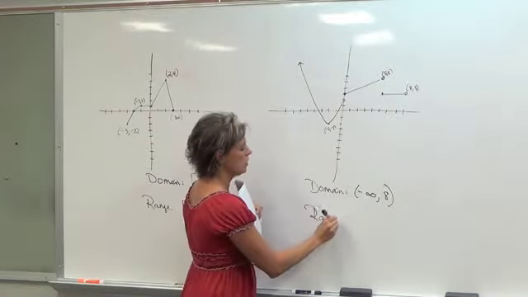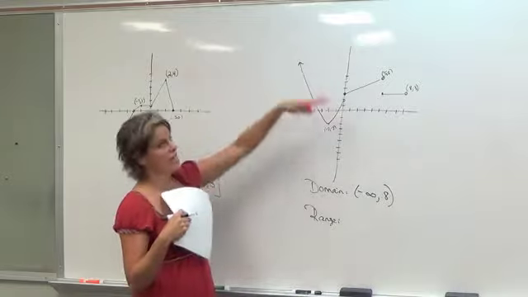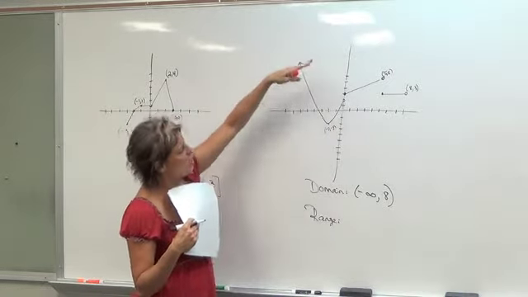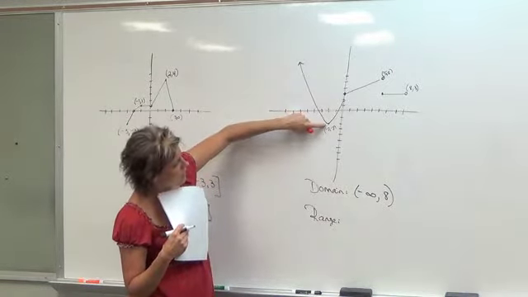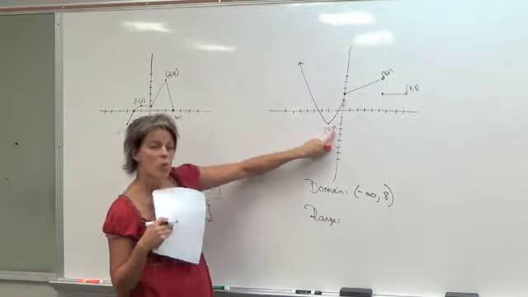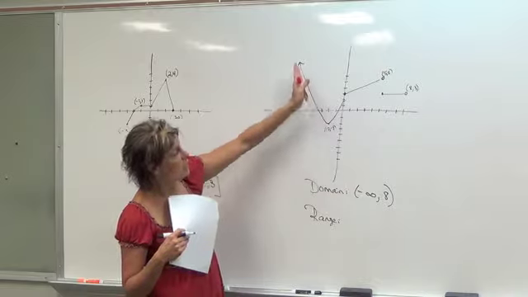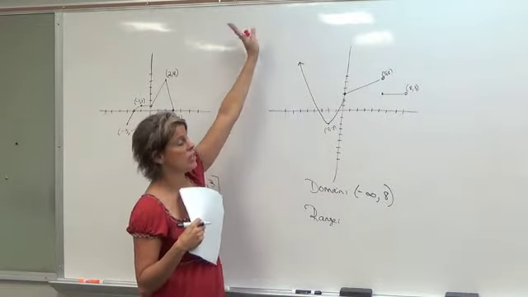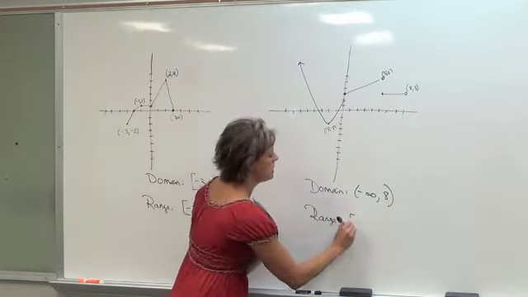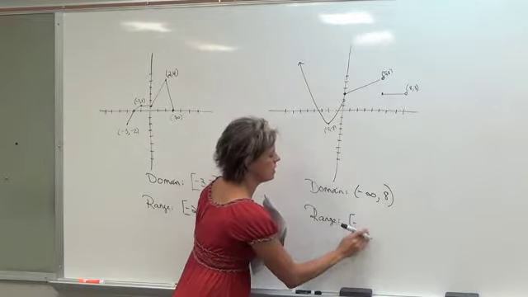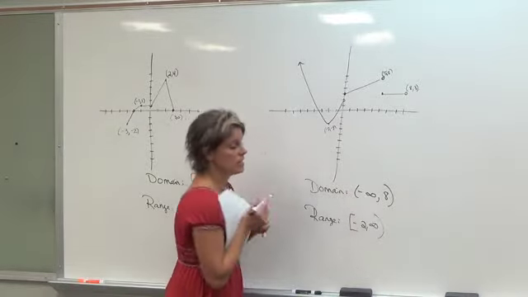Okay. On your range, you're like, how high and how low does this thing go? Well, it's dropping all the way down here to this particular point. My y value is -2. So it's going all the way from -2, and then there is nothing stopping it. It's shooting off to positive infinity, so it's going to be -2 to infinity right there.